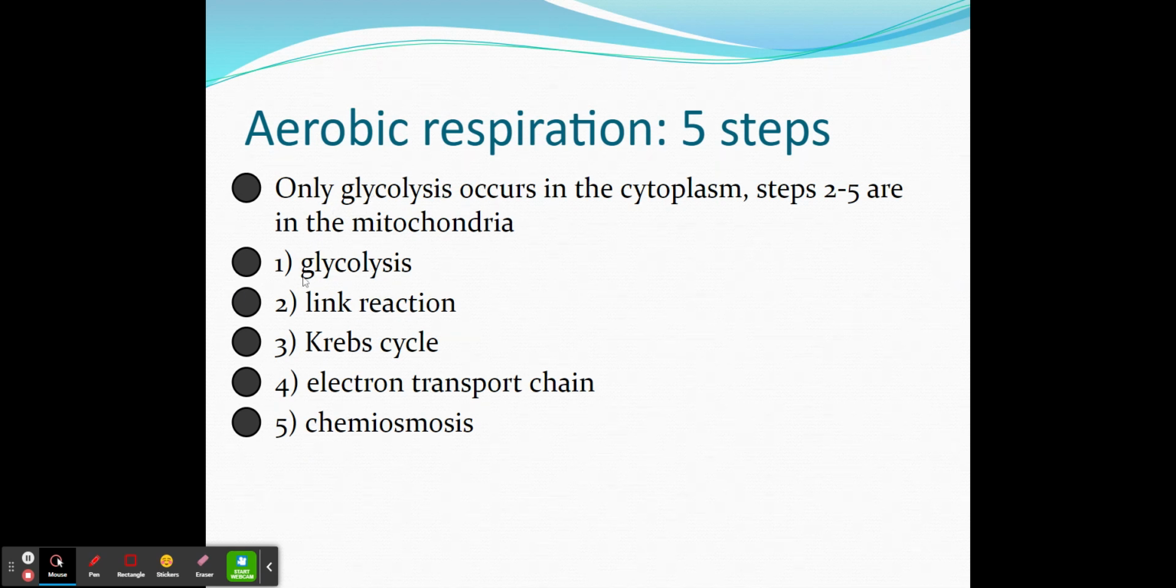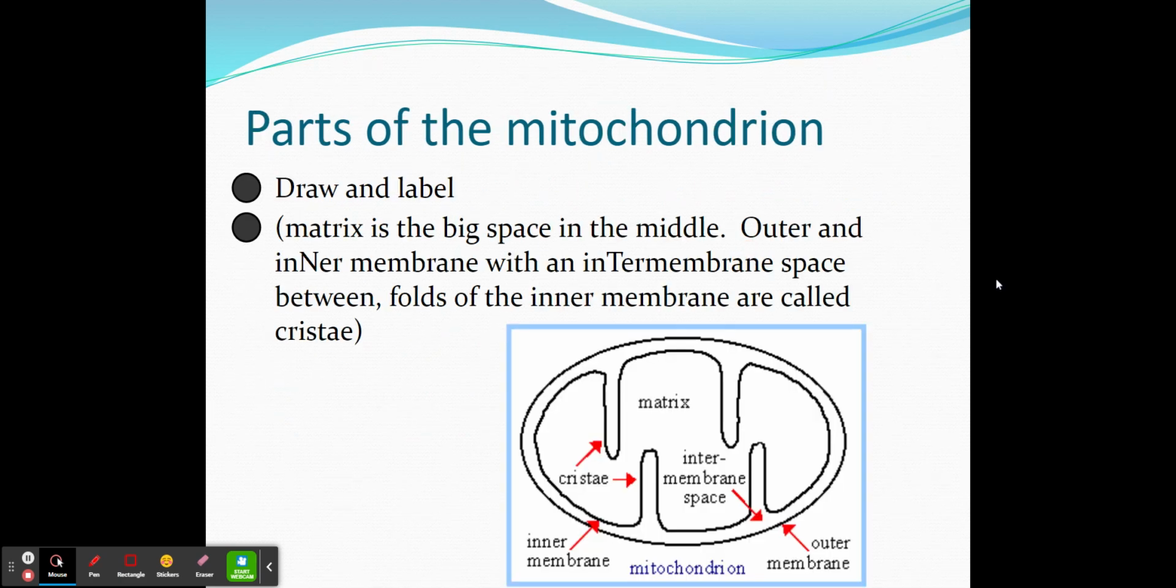Cool. So we already did glycolysis. That happens in the cytoplasm. Everything else here, steps 2 through 5, are all going to be in the mitochondria. A couple different parts of the mitochondria, though. So this is a potential extended answer question to draw and label the mitochondrion, which is the singular of mitochondria. But if you screw up that plural singular, that's not a big deal.